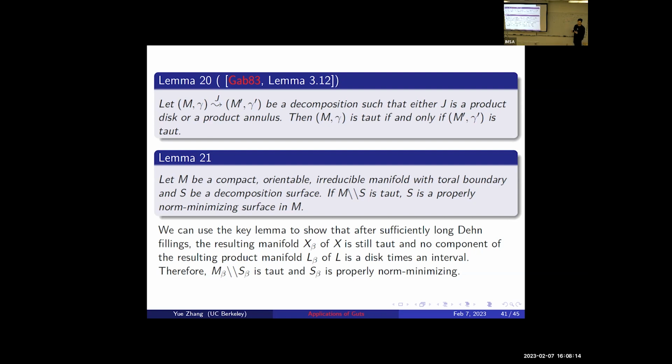Therefore, you can't find any smaller Thurston norm for the same homology class. So we can prove that this is taut, and this one is similar. This is easier than the first one. And once you use the key lemma to prove these two things, then you can easily get that S beta is probably non-minimizing.